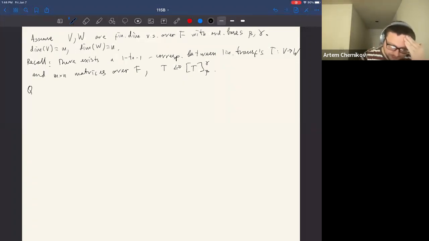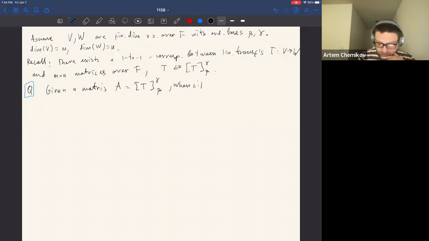So now, the question: suppose we're given a matrix A, which represents some linear transformation T with respect to beta gamma. We wonder when it is possible to find a linear transformation U represented by the matrix A transpose, in some basis.